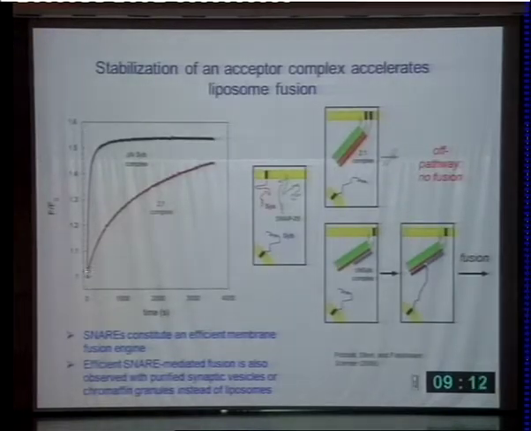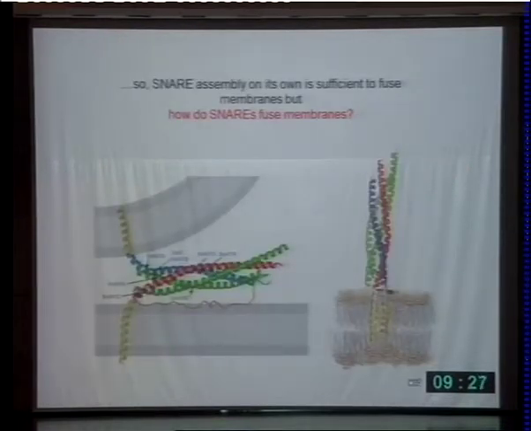You see that if you use this complex, you get a much faster fusion reaction, at least two orders of magnitude faster. So we have successfully bypassed these upstream control reactions by simply creating a kind of homogeneous acceptor complex which can then be utilized in the fusion reaction. Now the question is, how do they do the job? What is exactly going on during the fusion reaction when the SNAREs do this?